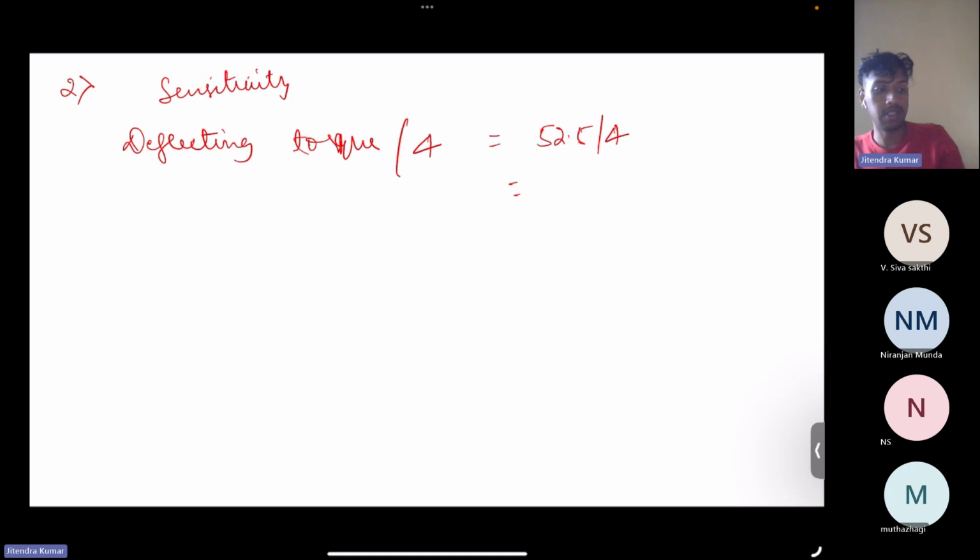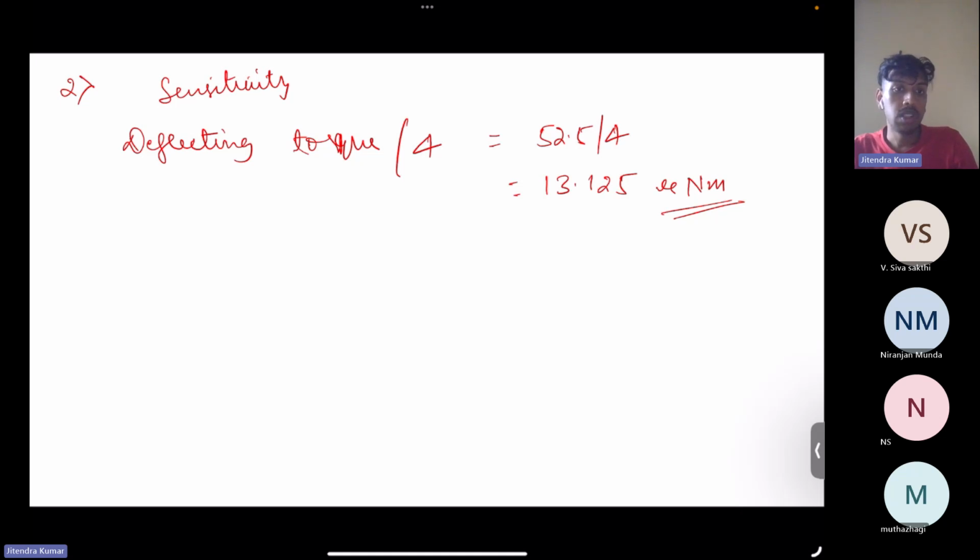So it should be 52.5 divided by 4. It should be 13.125 micronewton meters. Okay. So that is the deflecting torque for 1 milliampere. Now we need to calculate deflection for 1 milliampere. This is deflecting torque. So how to calculate deflection?